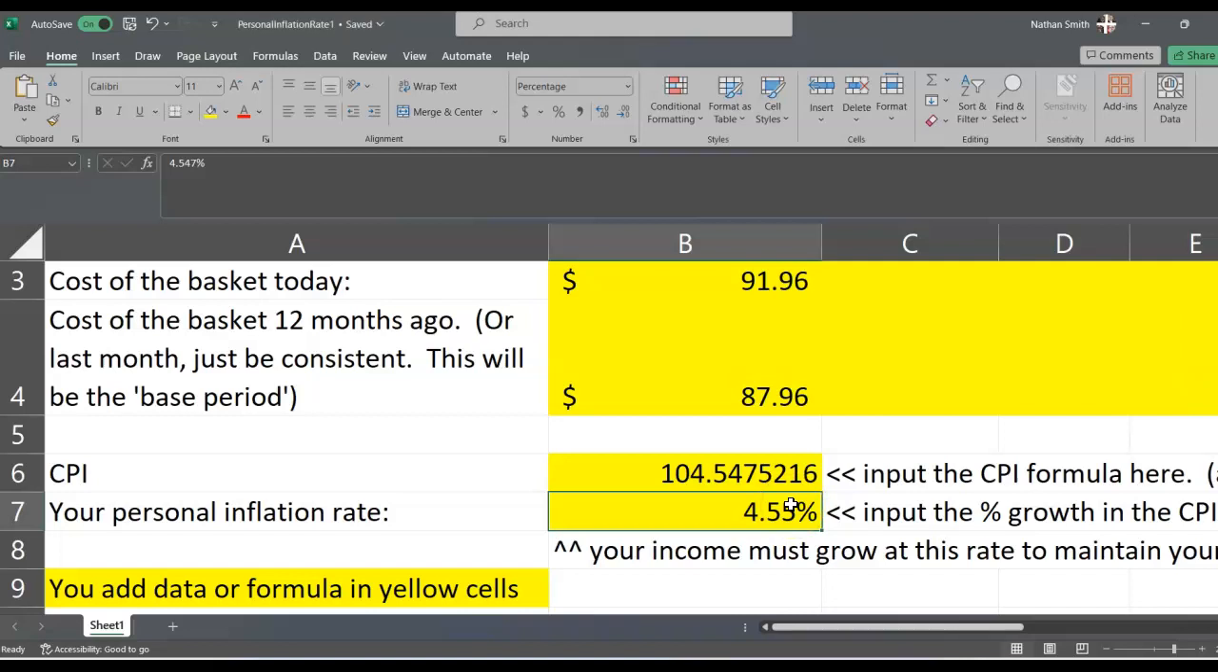It's a way to personalize the CPI number, which doesn't always apply to every individual directly, and just trying to personalize that concept a bit. So your income would have to grow by that percent over that time period for you to maintain the same purchasing power that you had in the prior period. All right, so that's all there is to it.